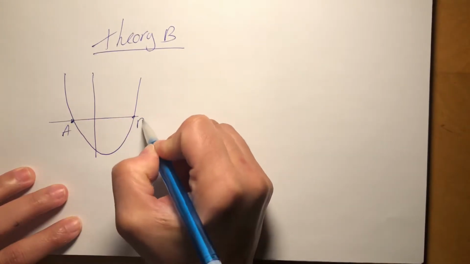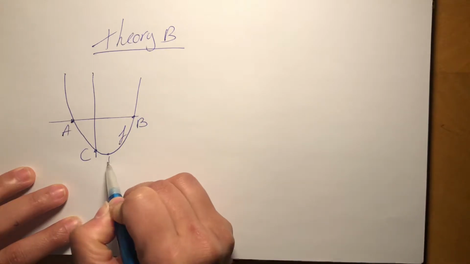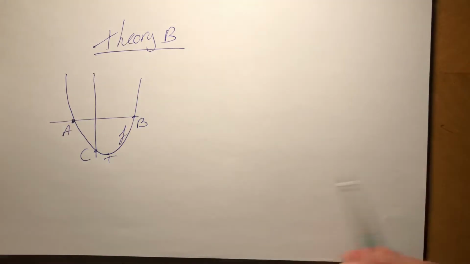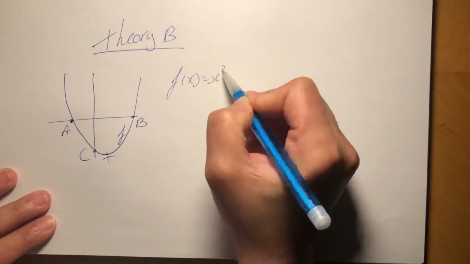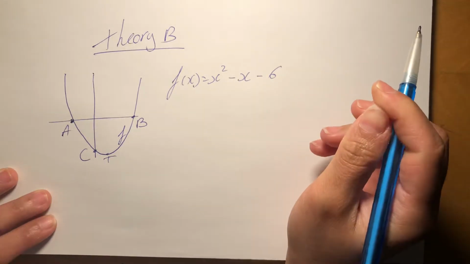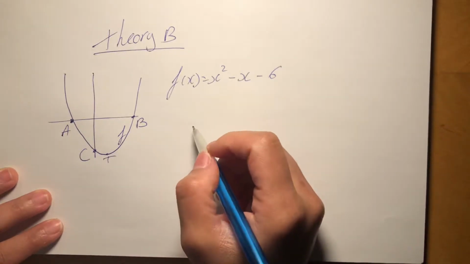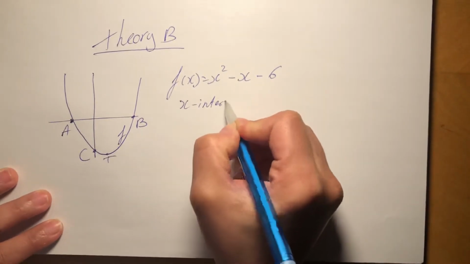So A, B, this is the graph. F, here is C. The top will be here, but we're not going to use the top. There's also a function given. The function is x to the power of 2 minus x minus 6. How can we find the x interceptions? Well, let's see. X interceptions.